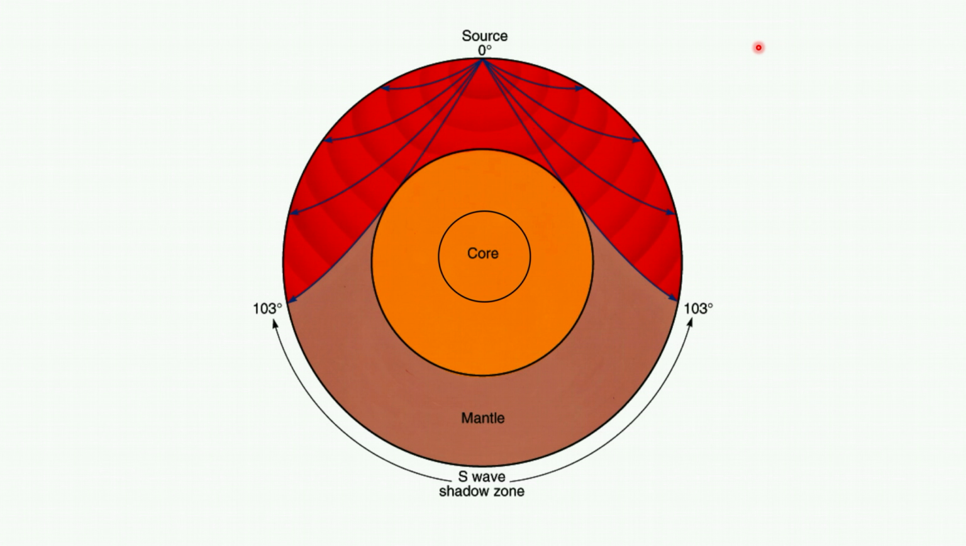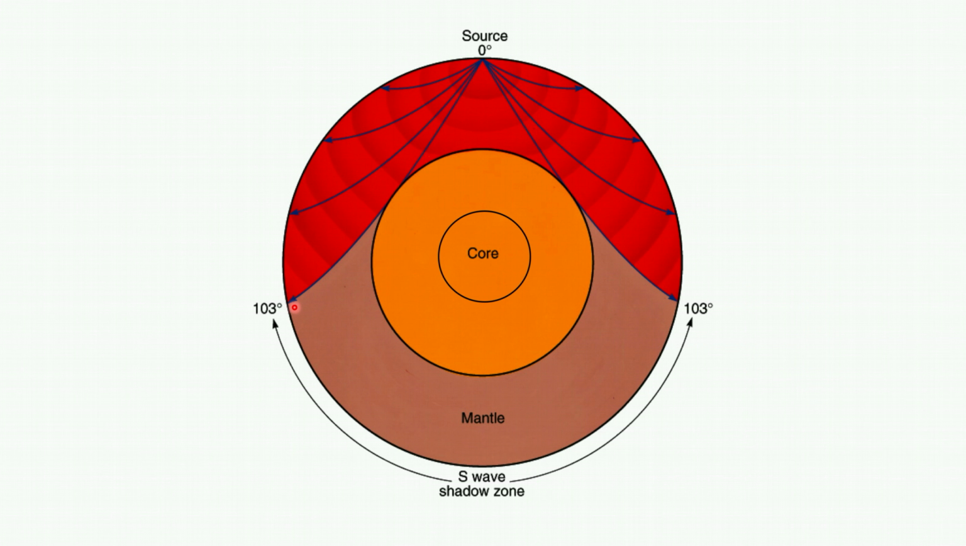Firstly, it can tell us if a layer is liquid or solid. As a liquid offers no rigidity, S waves can't move through it. They just move off to one side and they lose their energy. So if you look at the diagram here, you can see an earthquake that occurs at 0 degrees, so the North Pole in this case, will fire off all of these S waves. And because the outer core is liquid, none of these S waves can travel through it.